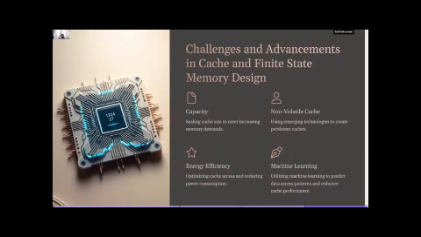Some of the challenges and advancements in cache and finite state machine designs are: at first, capacity, scaling cache size to meet increasing memory demands; then non-volatile cache, using emerging technologies to create persistent caches; and energy efficiency, optimizing cache access and reducing power consumption. At last, machine learning, utilizing machine learning to predict data access patterns and enhance cache performance.